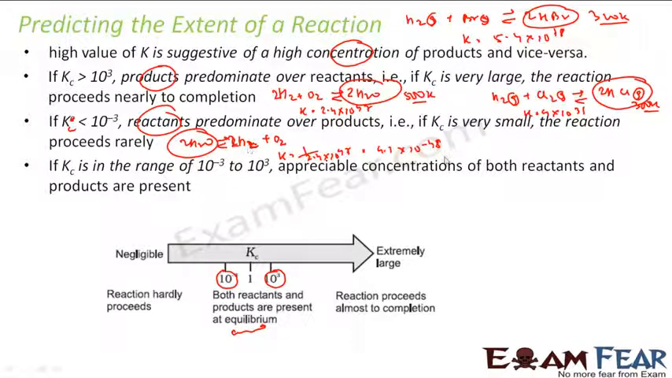So if your K is very small, that means the reactants are ruling. If K is very big, that means the products are ruling. Correct.